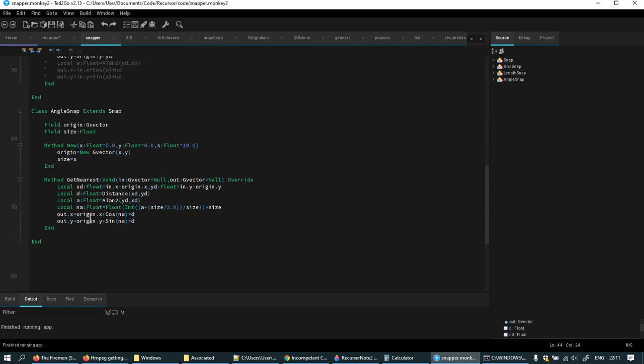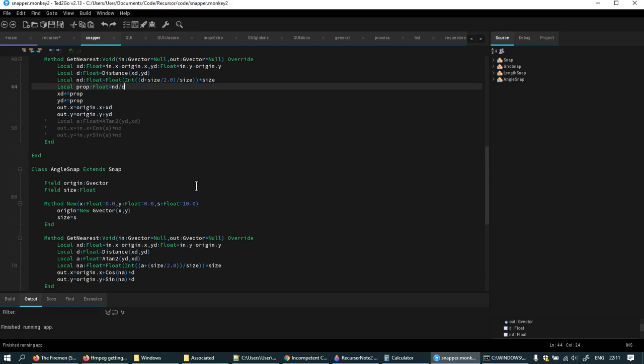Is there any chance I've just got that the wrong way around? I don't think there is. Origin x plus the cosine of new angle times d. Float of the integer of this divided by this. No. I'll have to think more closely about the way the angles are handled, to be fair. I just don't think this is actually it for the angles. Although, let me have one last look at them.